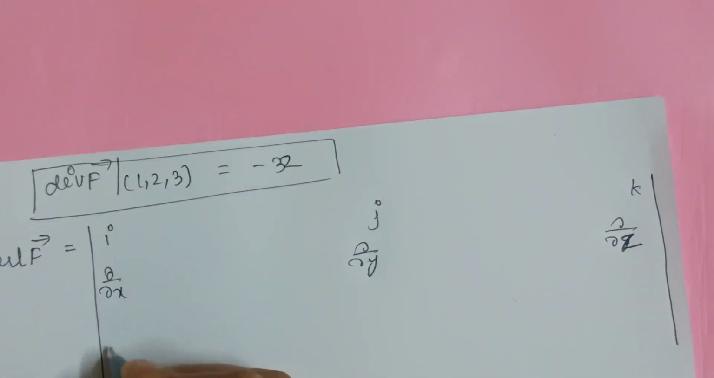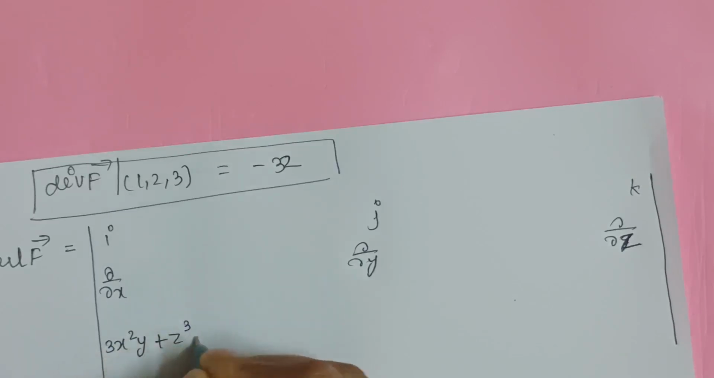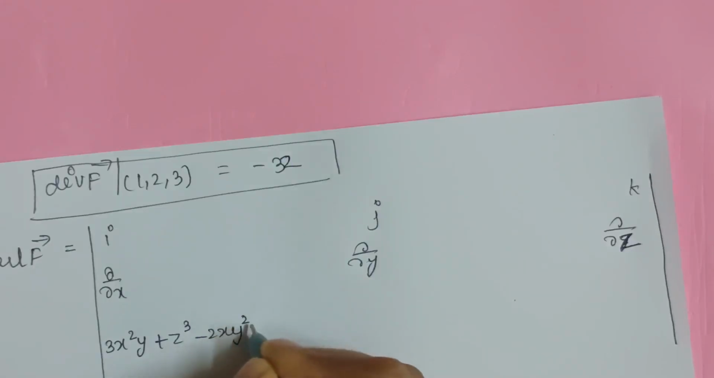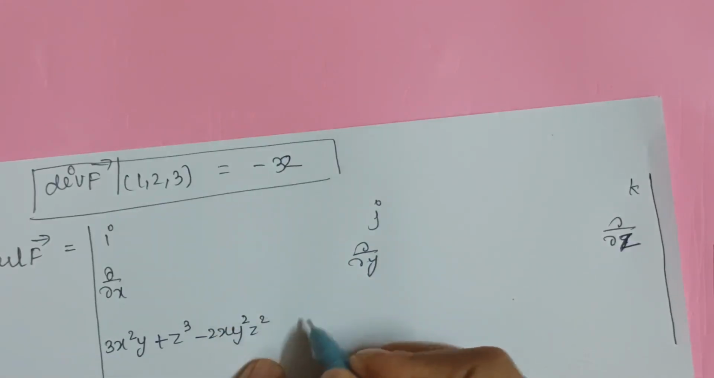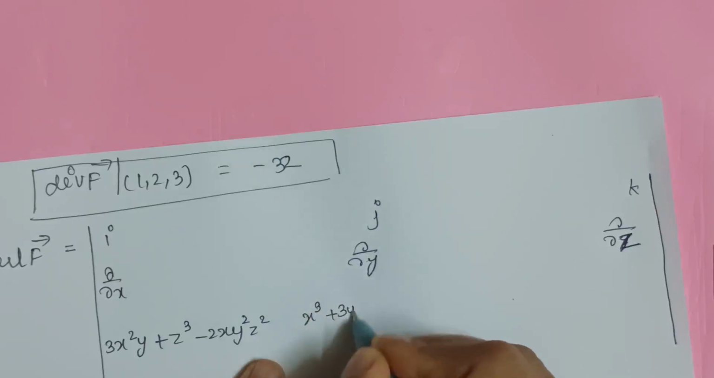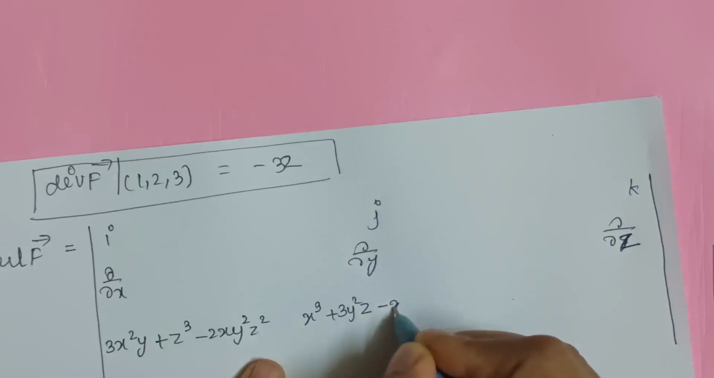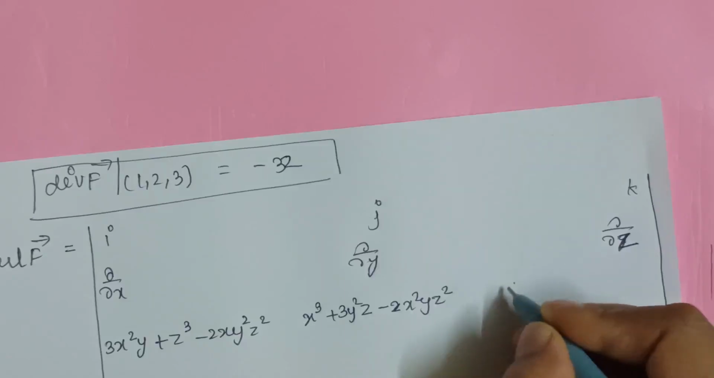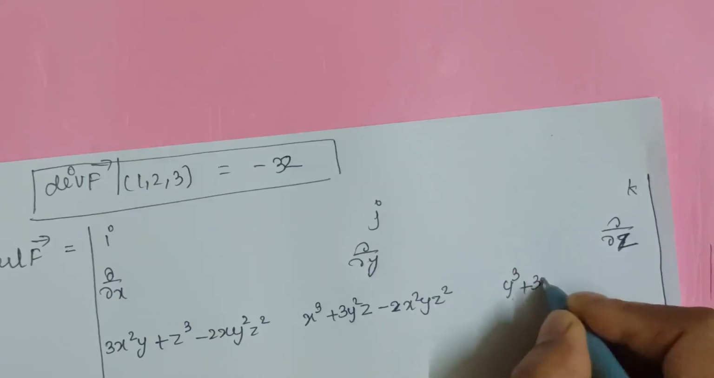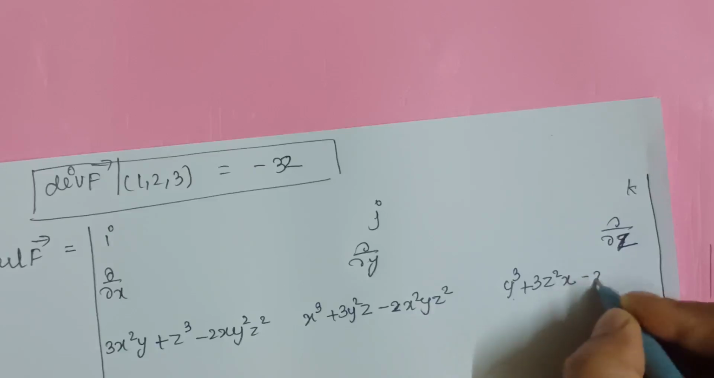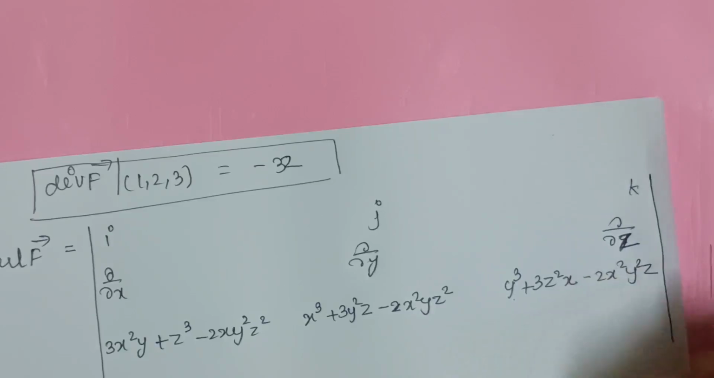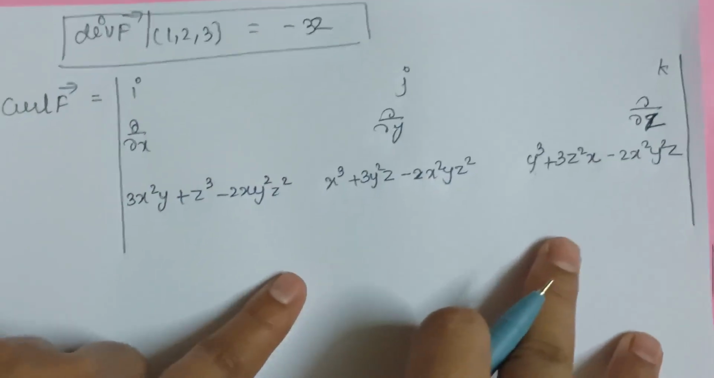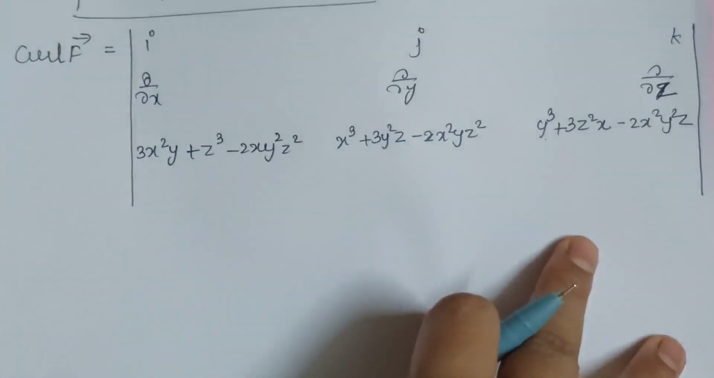Below i, it is going to be 3x square y plus z cube minus 2xy square z square. Done. And this is going to be x cube plus 3y square z minus 2x square y z square. And this is going to be y cube plus 3z square x minus 2x square y square z. Done. Now we just have to find the determinant.